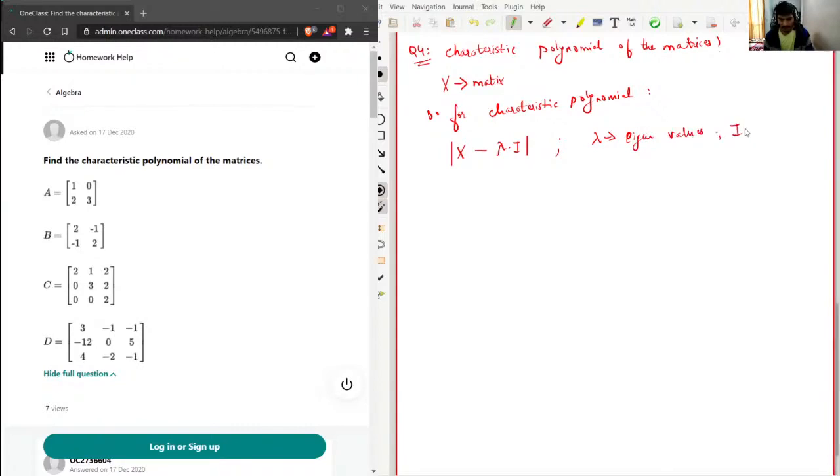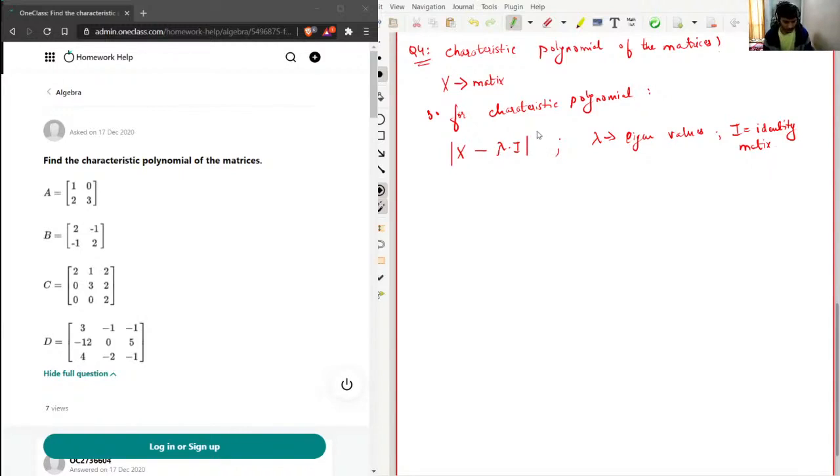I is nothing but the identity matrix, and the size of the I matrix will be equal to the size of this X matrix. And so in this way we find the characteristic polynomial. And if we equate this determinant term equal to 0, then we are going to get an equation which we can use to find the eigenvalues. But here we are not talking about the eigenvalue equation, so I won't be talking about it.